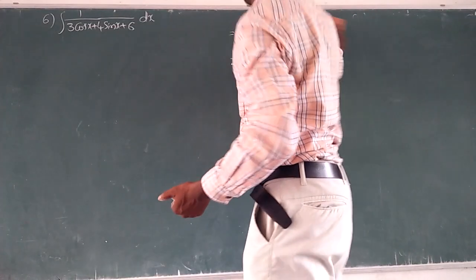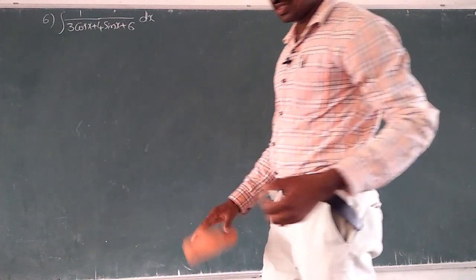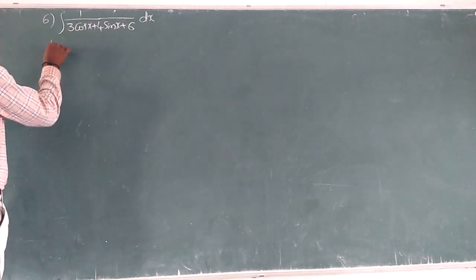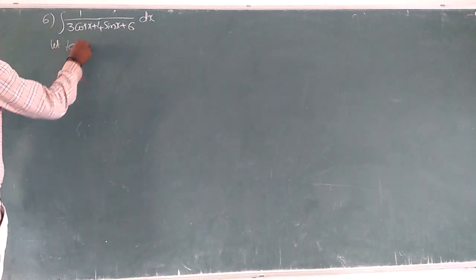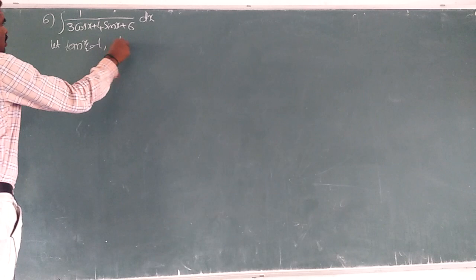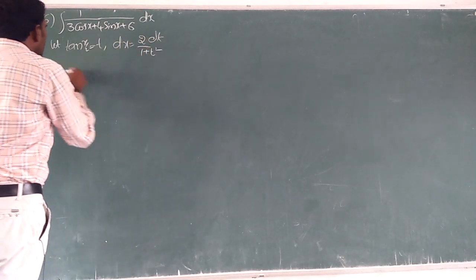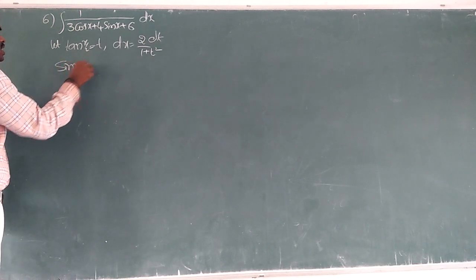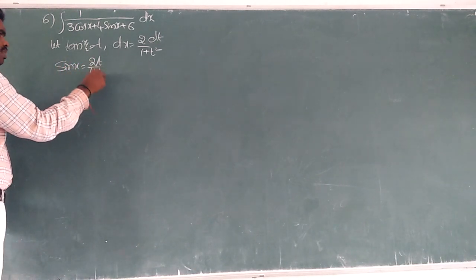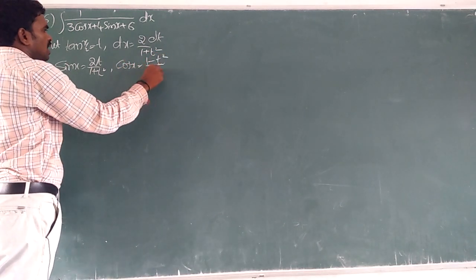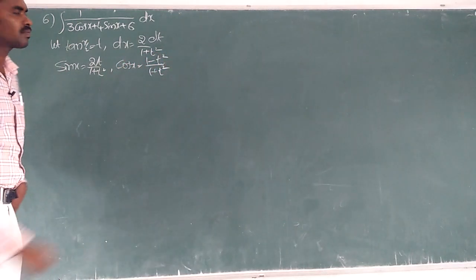Yes, next, sixth question. Of course, it's the same. What is the first step? Let tan x by 2 is equal to t, and dx is 2 dt by 1 plus t square. Sin x is 2t by 1 plus t square. Cos x is 1 minus t square by 1 plus t square.